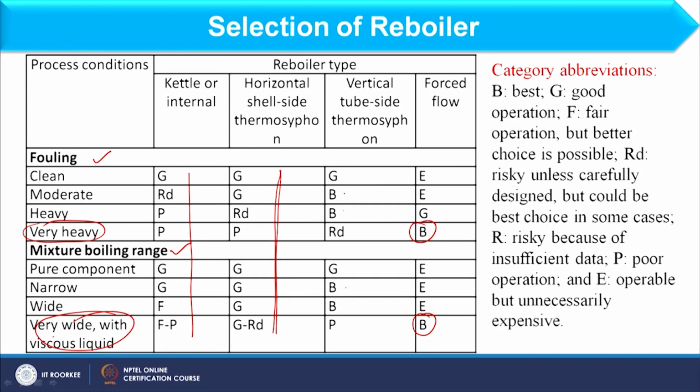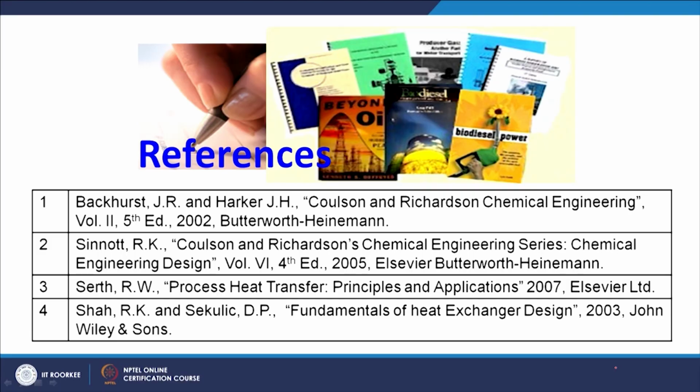However, if you compare these B, you will find that vertical tube side thermosyphon reboiler is most versatile and its utility is maximum as far as industrial operations are concerned. So, in this way you can choose the desired reboiler depending upon the conditions, and here I am having some references which you can go through.